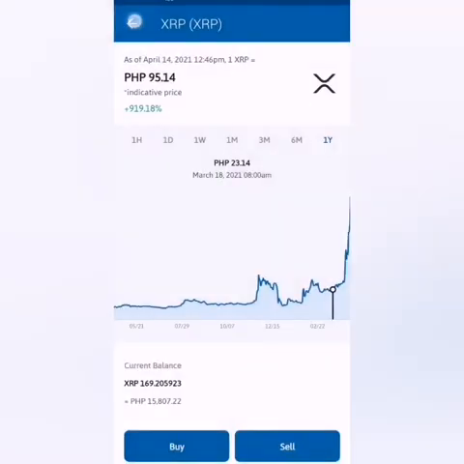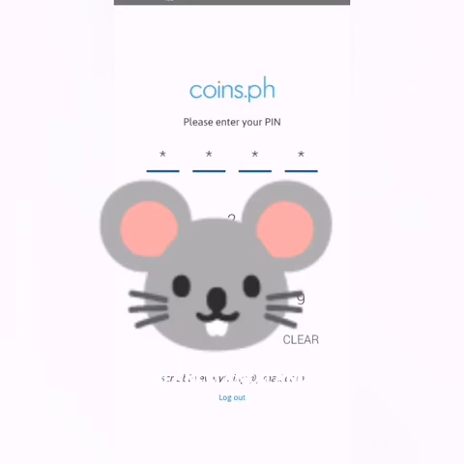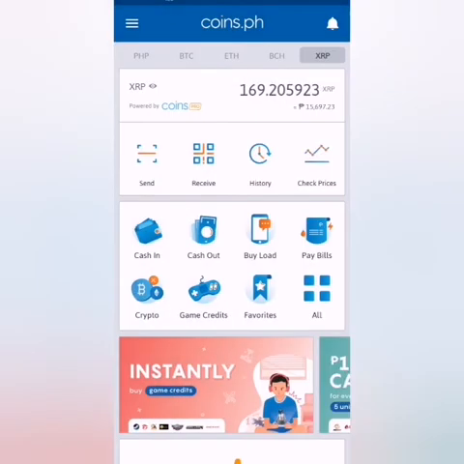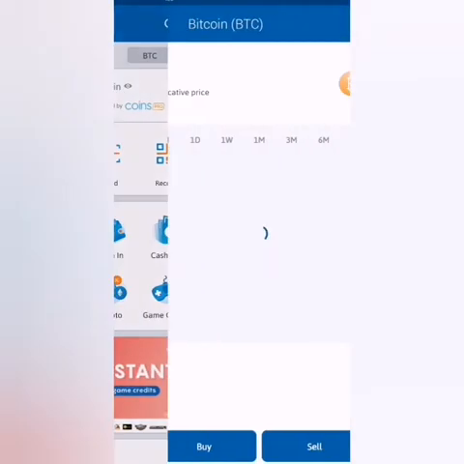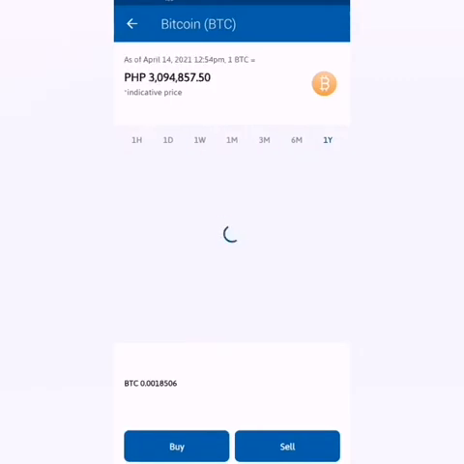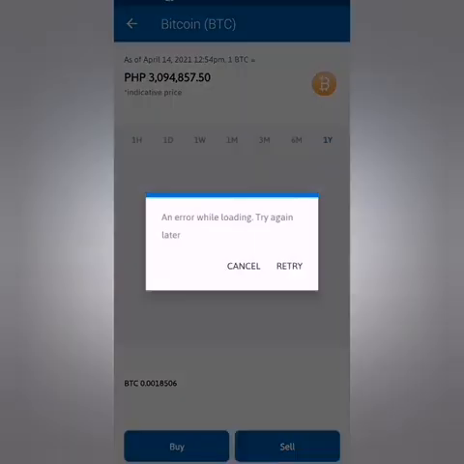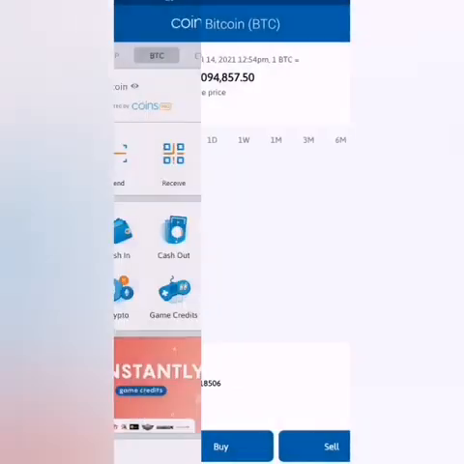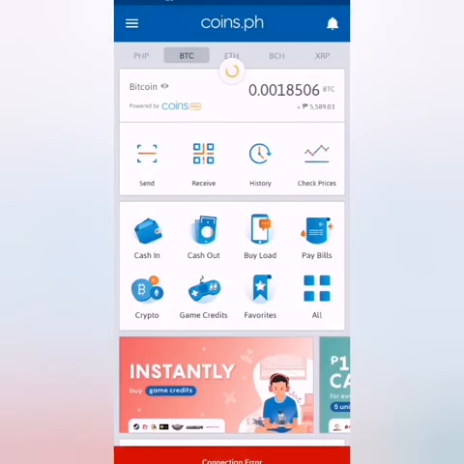So that's it. My piece of advice would be, if you're going to invest in Bitcoin, because with Bitcoin, it has a slow percentage increase because it already reached a high amount. It's already at 3 million. So if you're going to invest a low amount for Bitcoin, it would be better if you just leave it there for a long-term investment.